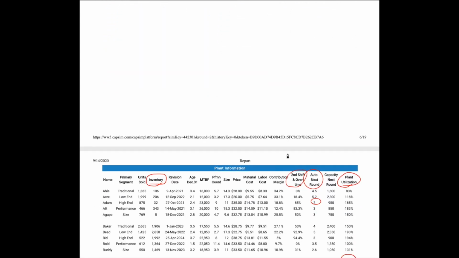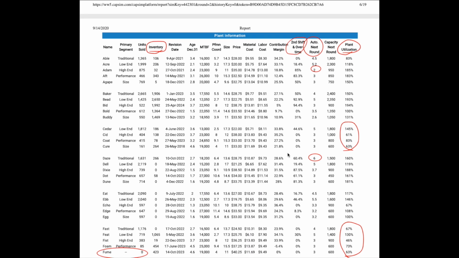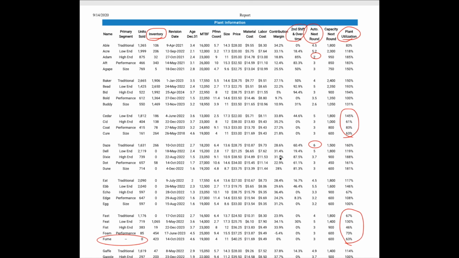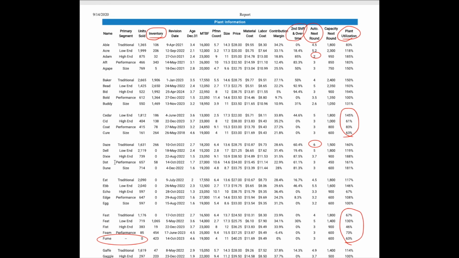Let's take a look here. It's in the plant information. So this is a very important page here. It lists all the products that each team produces, their units sold, whether they have inventory left over or not, how much inventory they have, things like that, and the size, price. This is the page that your team really needs to spend time on.